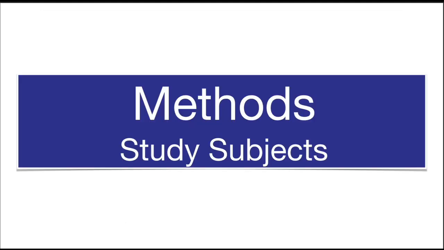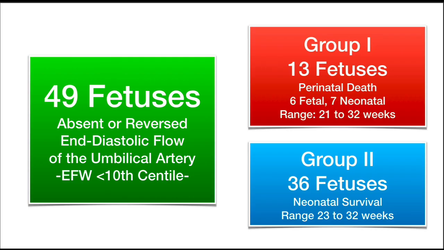Let's now examine the study subjects. The study consisted of 49 fetuses with absent or reversed end diastolic flow of the umbilical artery. Group 1 consisted of 13 fetuses who experienced a perinatal death. Of the 13 deaths, 6 occurred in utero and 7 in the neonatal period. Group 2 consisted of 36 fetuses who survived the neonatal period. The gestational ages for Group 1 were between 21 and 32 weeks, and Group 2, 23 to 32 weeks.